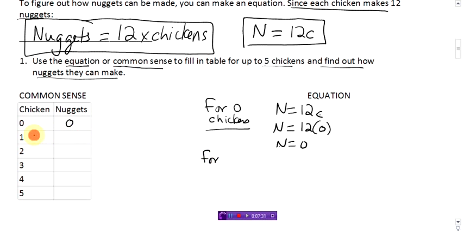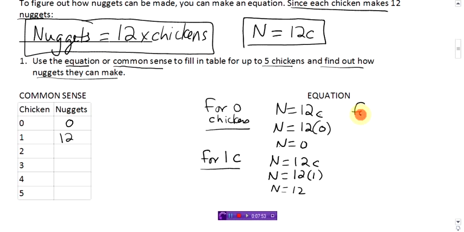Then let's try it for 1 chicken. For 1 chicken, we'll abbreviate with a C. We can call it N equals 12 times C. N equals, when we sub in the 1 in the brackets like that, 12 times 1 is 12. So for 1 chicken, we get 12 nuggets.